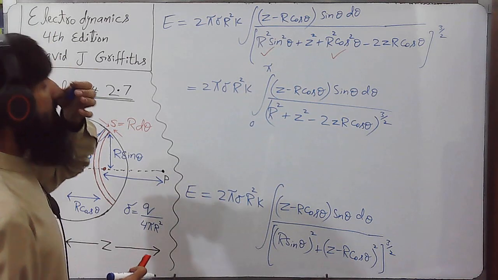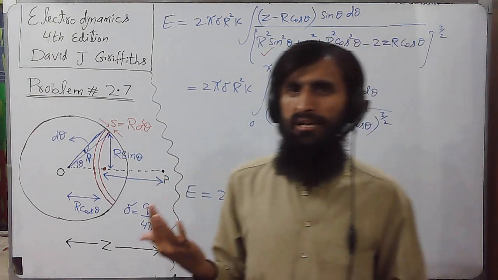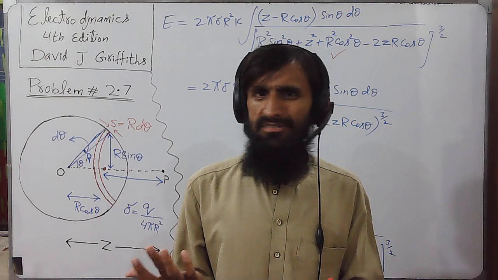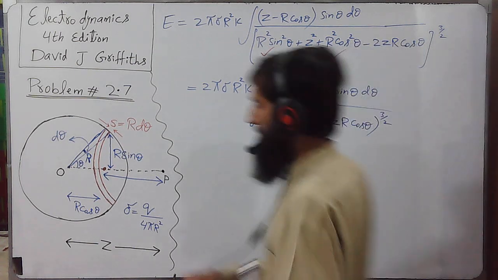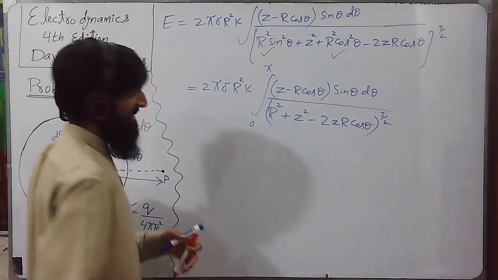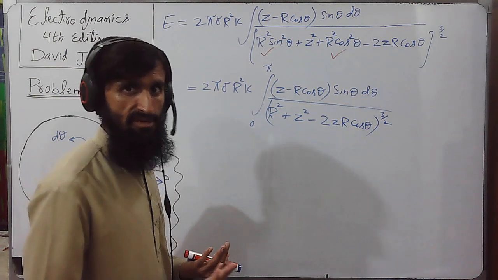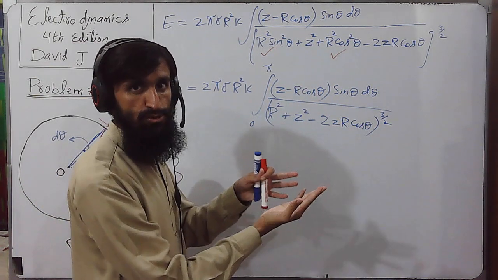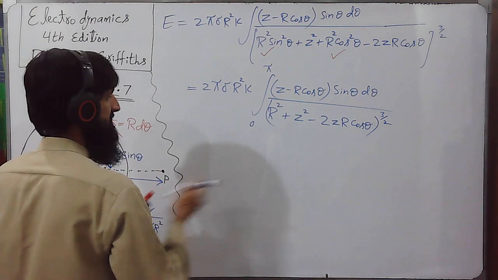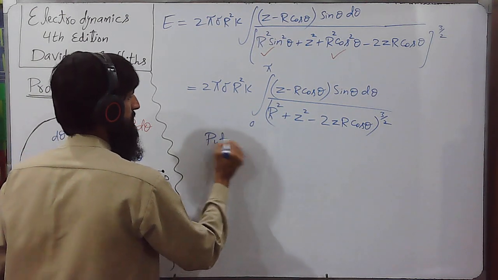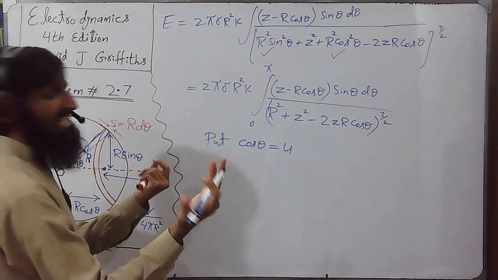Okay, now let us convert this theta variable into some algebraic variable, like u variable, t variable, x variable, or something like that. Now let's see how we will convert it, and why we are doing that. For integration purposes. If we convert this theta variable into u variable, then definitely integration will get simple. For this purpose, let me put here cos theta equal to u, t, x, whatever you want.